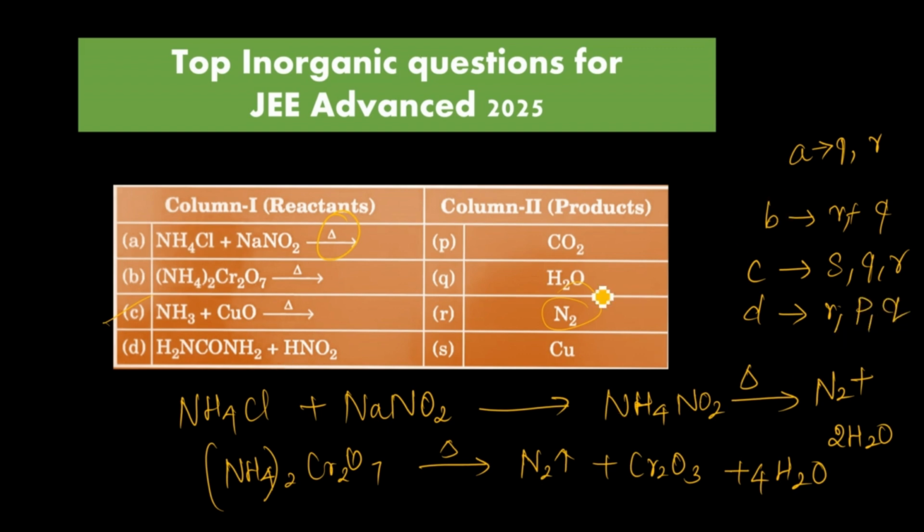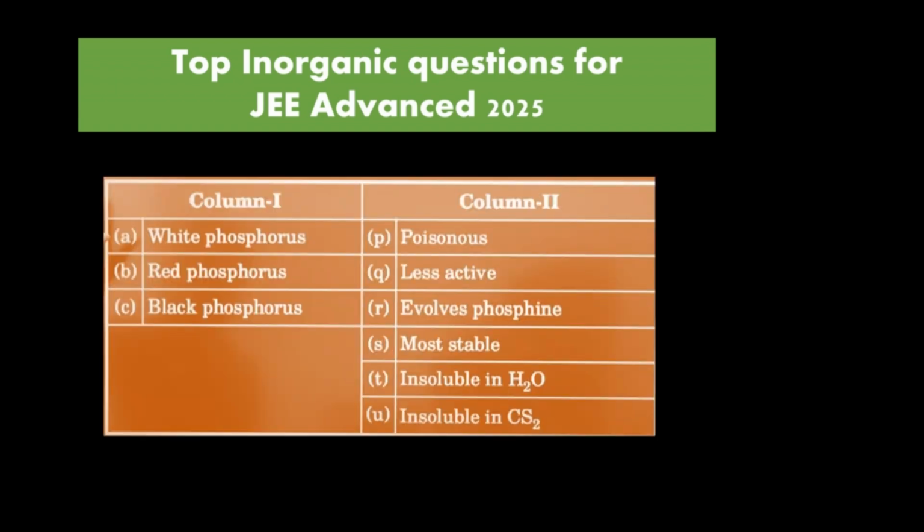Okay, so these are the answers to this question. And moving on, this question is related to phosphorus, different types of phosphorus. The first one is white phosphorus, red phosphorus and black phosphorus. You can easily match it because these are the properties given over there, right? So white phosphorus, which is insoluble in water.